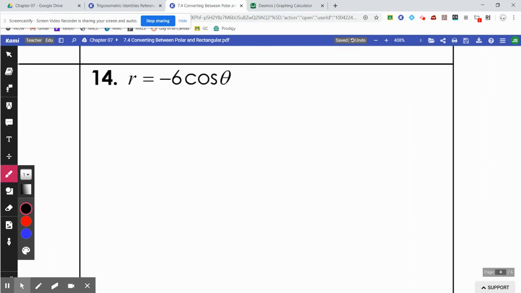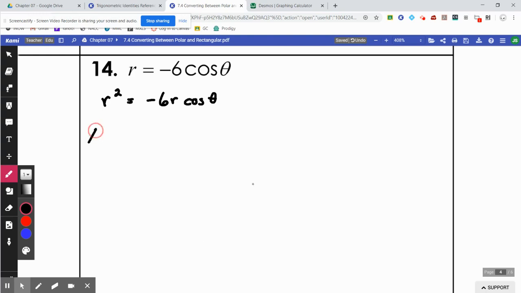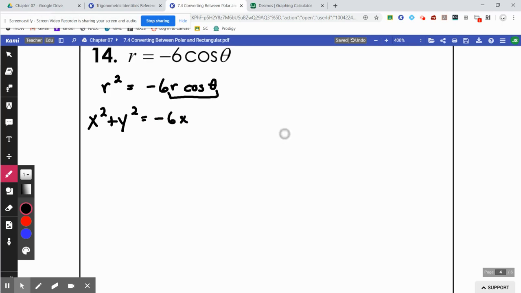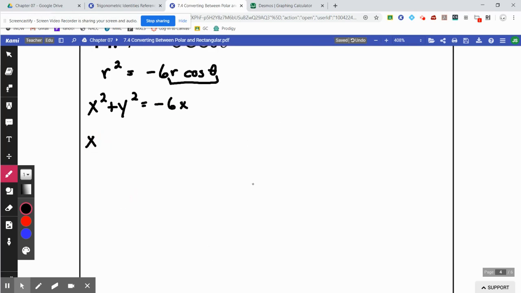Next, r equals negative 6 cosine theta. And the exact same strategy. Multiply both sides by r, and you get r squared equals negative 6r cosine theta. r squared can be replaced with x squared plus y squared. r cosine theta can be replaced with x. And do the exact same thing. You have x squared, move the 6x over by doing plus 6x, leave a space. We're about to complete the square. y squared, that's already completed. There's no other y stuff, and that's equal to 0.